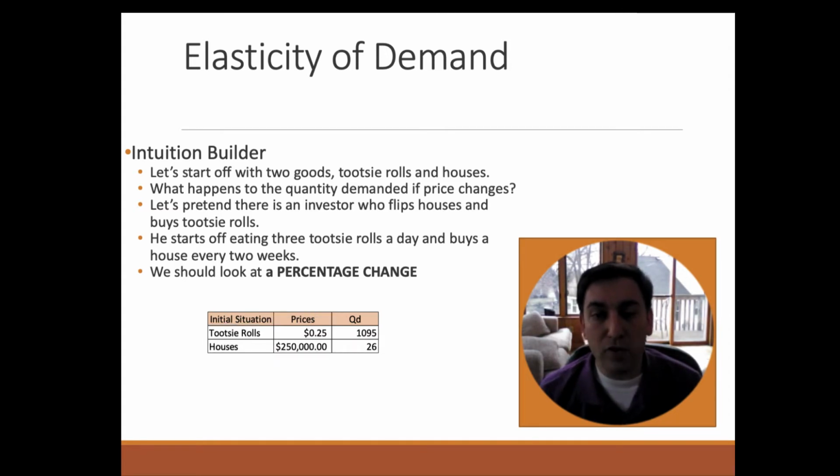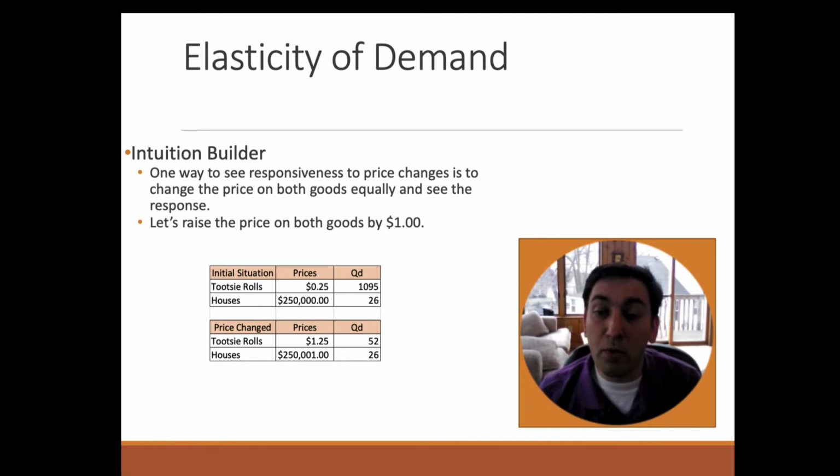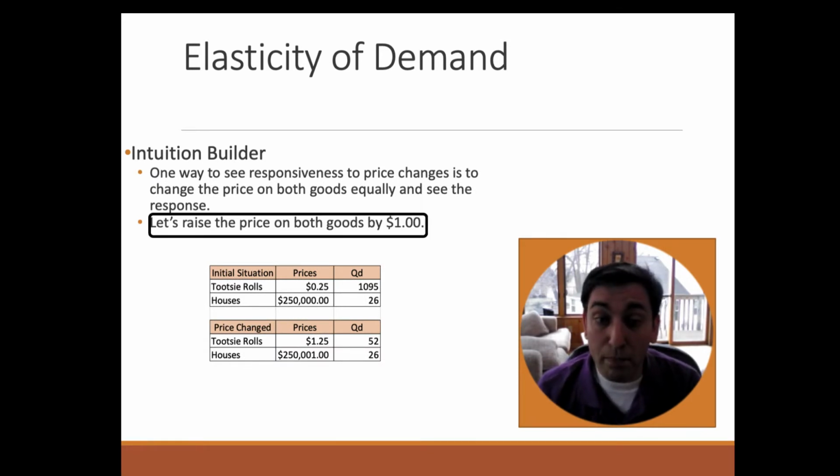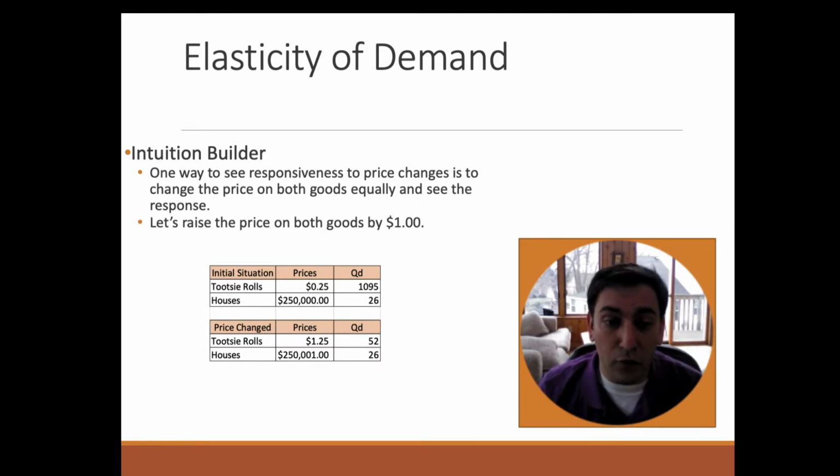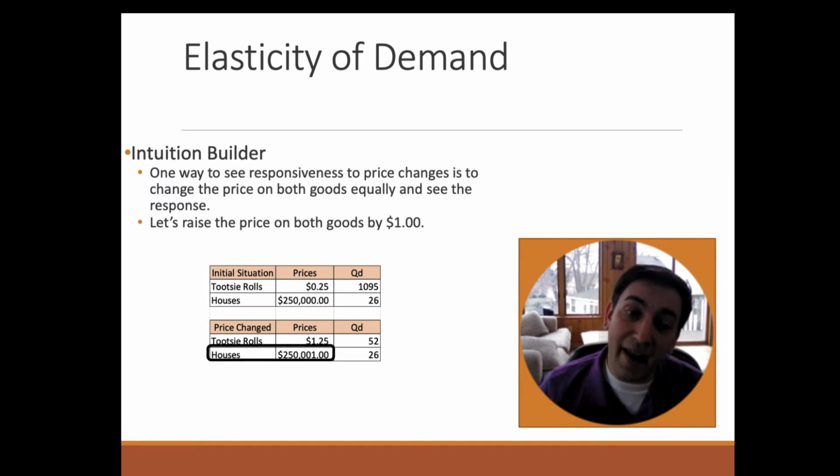One way we can measure response is if we set the price changes equally. Now, this is not correct, but we're going to build some intuition here. One thing we could do is standardize the price change and look at the response. Let's see what that looks like. Let's say we change the price by a standard amount, a standard amount could be $1. So if we change the price for a Tootsie Roll from 25 cents and raise it by $1, it's now $1.25. If I change the price of a house, which was $250,000, now it's $250,001.